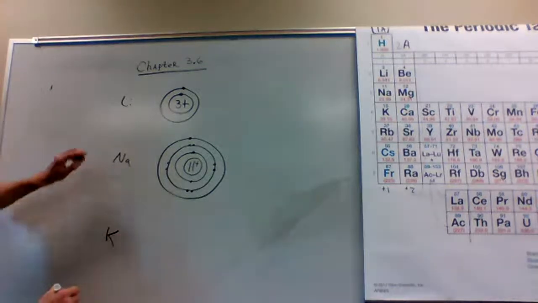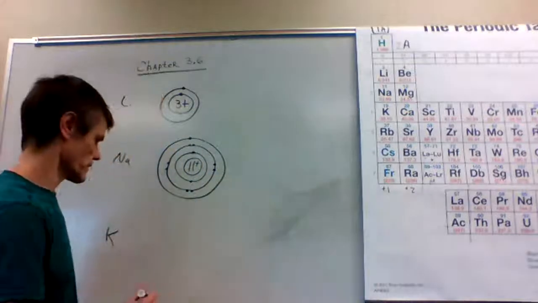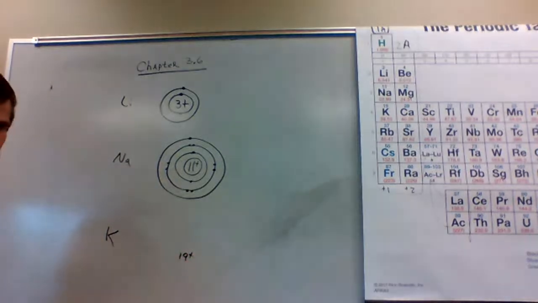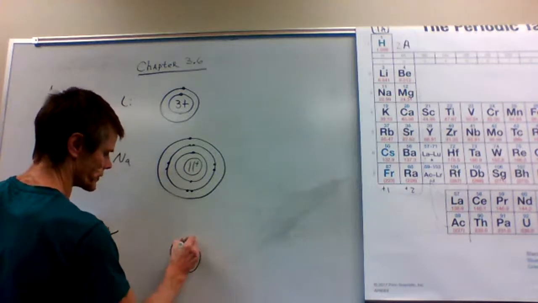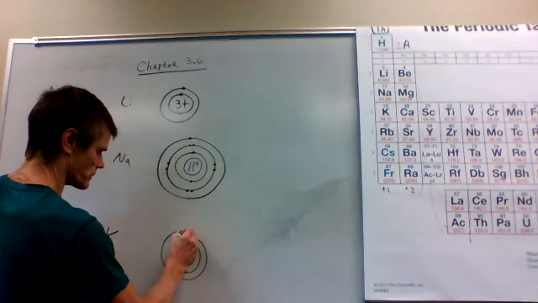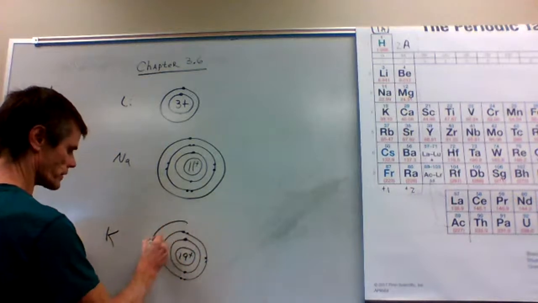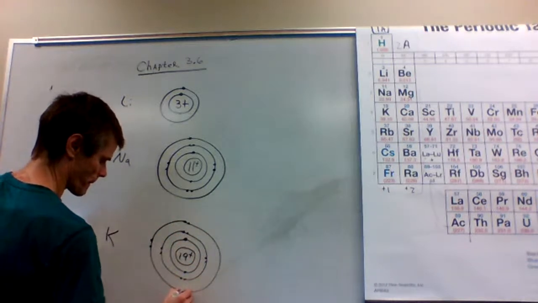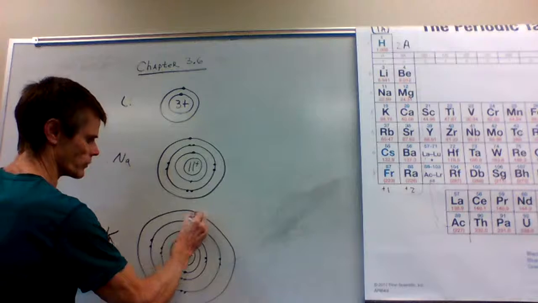Potassium, remember we're going down this group. Potassium has 19 protons and 19 electrons. So we put a 19 positive charge. That's related to the number of protons. It has 2 electrons in the first energy level, the first shell, 8 electrons in the second, 8 electrons in the third, and it has 1 electron in the fourth principal energy level.